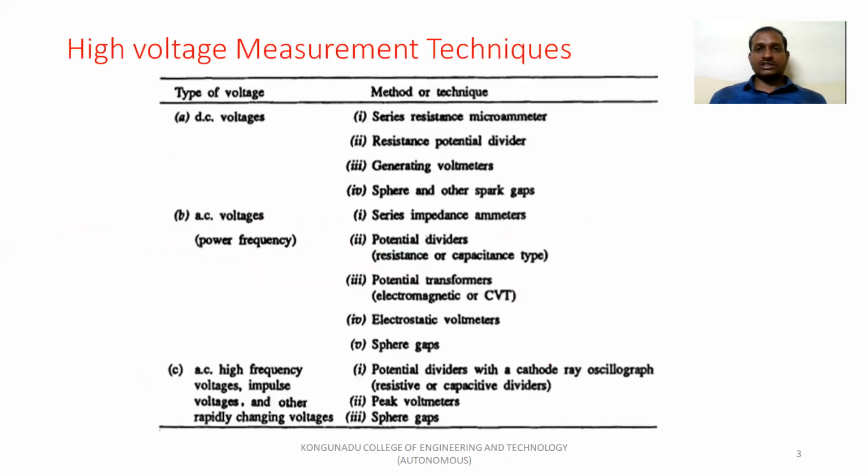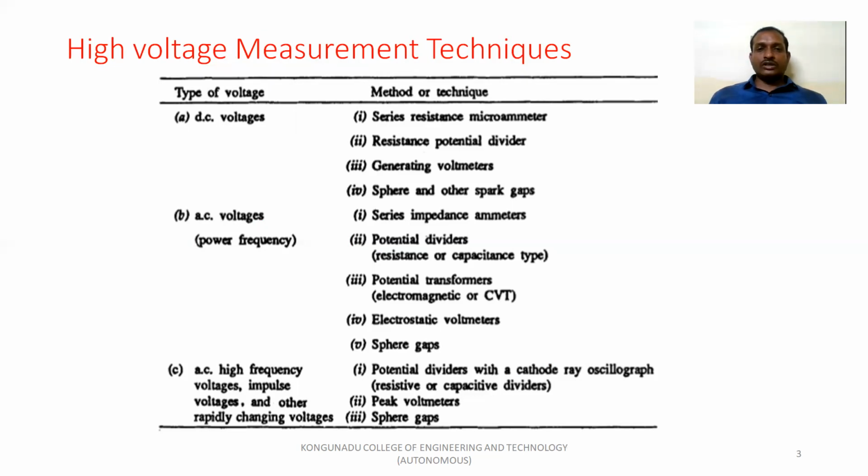So, high voltage measurement techniques. A lot of techniques are available to measure the high voltages and currents. First, the type of voltage. Voltage may be classified into DC voltage, AC voltages, AC high frequency voltages, impulse voltages, and other rapidly changing voltages. In this session, we are only going to discuss measurement of DC voltages using some measuring devices. To measure the DC voltage, the first method is the series resistance micrometer.